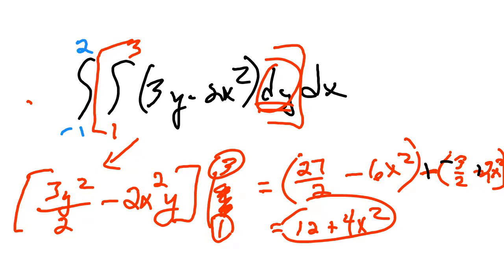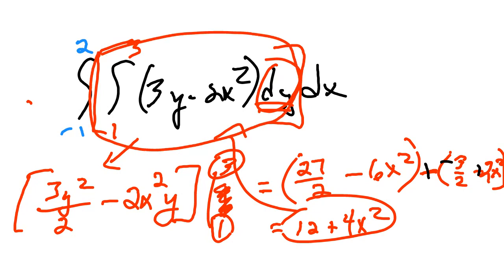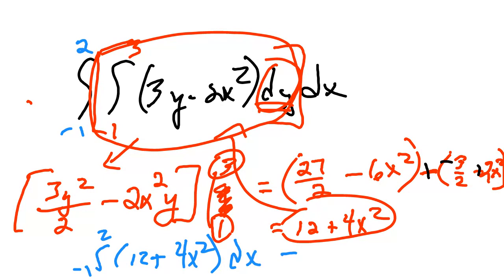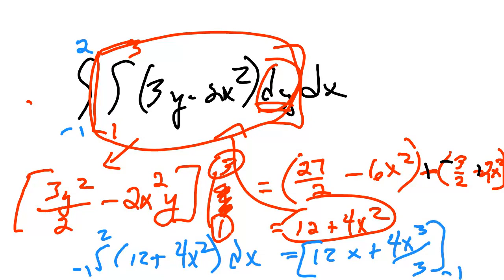So now, what does that mean? Now I'm going to plug that in here and then take the antiderivative with respect to x. So by doing that, I now have the antiderivative from -1 to 2 of 12 plus 4x squared with respect to x, and taking that antiderivative, I'm going to get 12x plus 4x cubed over 3, evaluated from what? From -1 to 2.